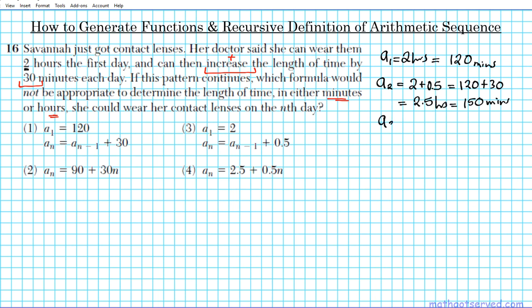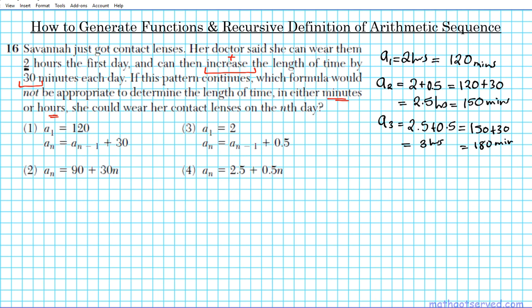And then the third term in hours, do you see what it's going to be? In hours it's going to be 2.5, the previous term, plus 0.5. And that will yield 3 hours. And how many minutes is 3 hours? 3 hours is 3 times 60, which is 180. Or we can just follow the pattern of the sequence and add 30 minutes to 150 minutes, and we have 180 minutes.